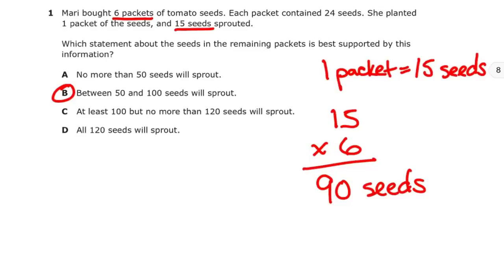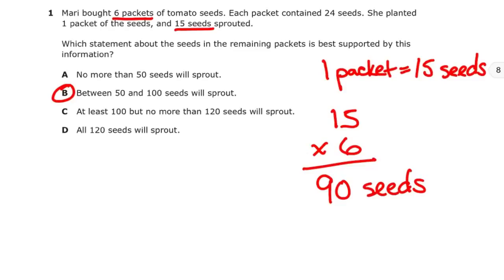We know from at least 1 packet we got 15 seeds, so we're going to estimate that that's at least around something close to the number that we can get from each packet. So we're going to do 15 seeds times the 6 packets that she bought, and that's going to get us 90 seeds. And then we just simply go down A through D to see which one fits with our answer.